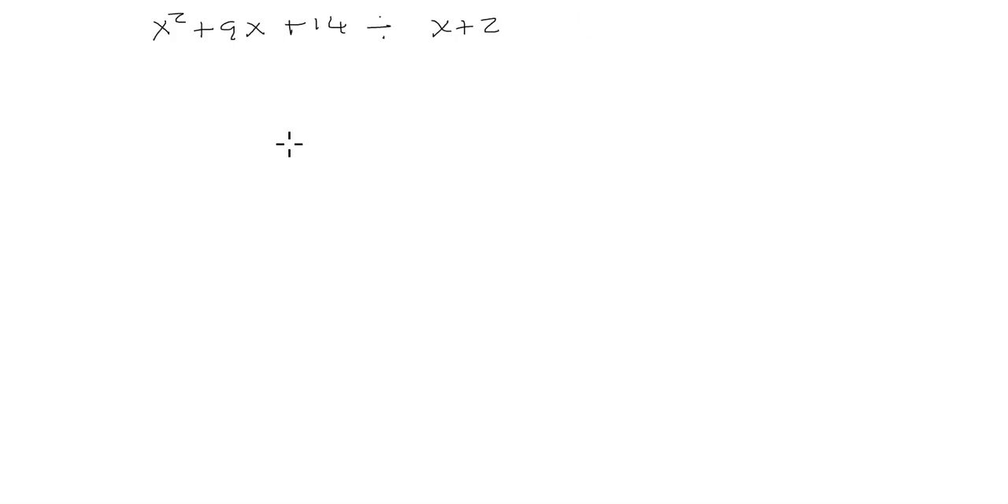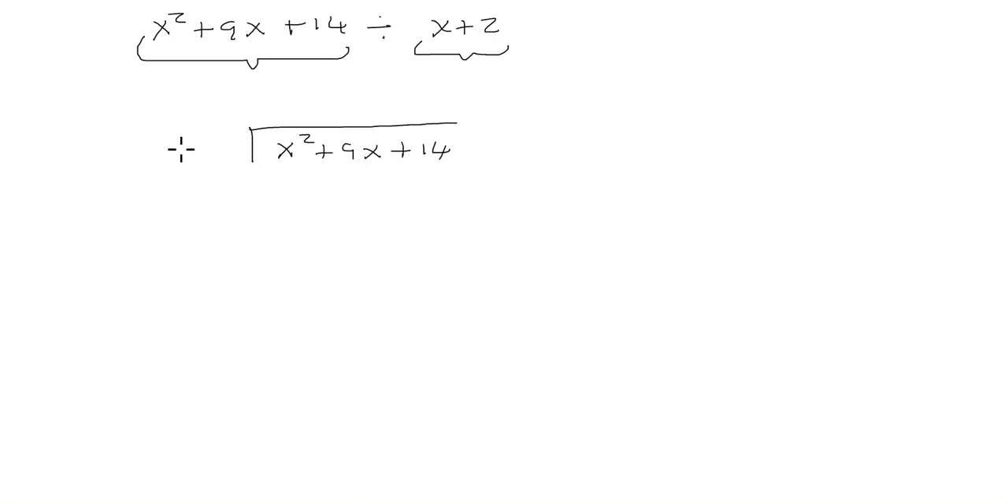Okay, so let's work through the following question. What you have to do is take this bigger expression and divide it by this smaller expression. So it's a long division, but dealing with algebra expressions. The first thing we want to do is write this like so. We write our bracket, and inside it we put the bigger expression, x squared plus 9x plus 14. And on the outside we put the smaller expression, x plus 2.